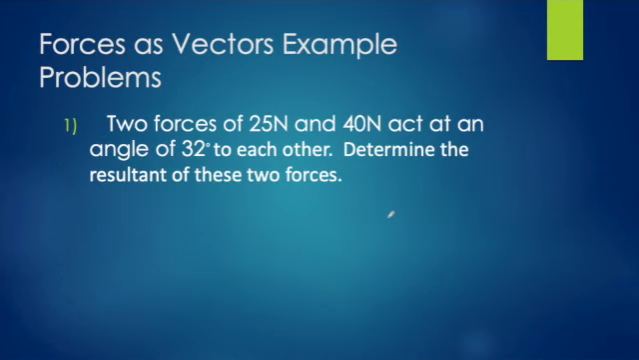Okay, so here is one example. So forces as vectors, example problems. So our first one is 2 forces of 25 newtons and 40 newtons act at an angle of 32 degrees to each other. Determine the resultant of these 2 forces. Okay, so we actually have done an example like this before. So you're going to start by just drawing 25 newtons and 40 newtons acting at an angle of 32 degrees together. So if you want to go like this, doesn't really matter how you draw it.